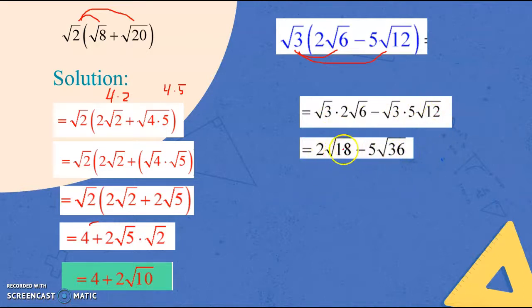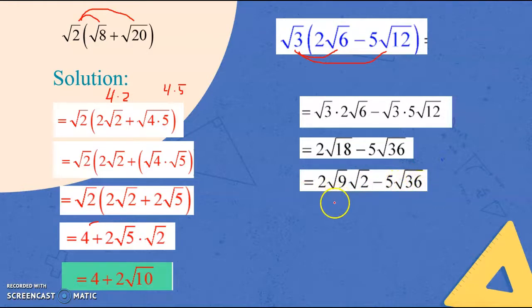Then, if you notice, 18 has a perfect square factor, which is 9, and its pair is 2. And square root of 36 has a perfect square. Multiply that. This one becomes 2 square root of 9. The square root of 9 is 3, right? So, 2 times 3 is 6, square root of 2. On the other side, minus 5 square root of 36. The square root of 36 is 6. So, 5 times 6 is going to be 30. So, your final answer is 6 square root of 2 minus 30.